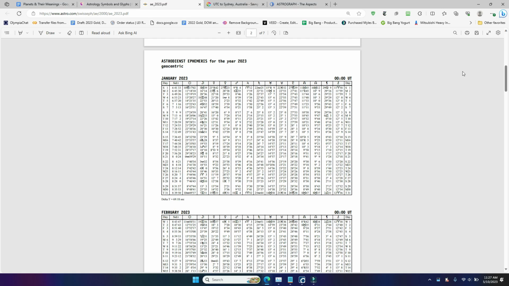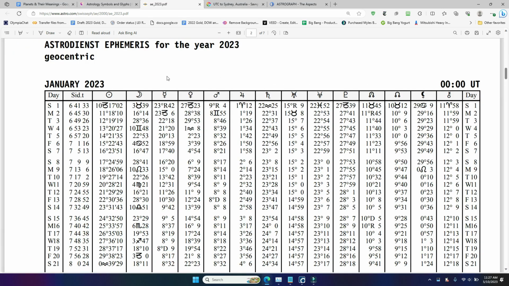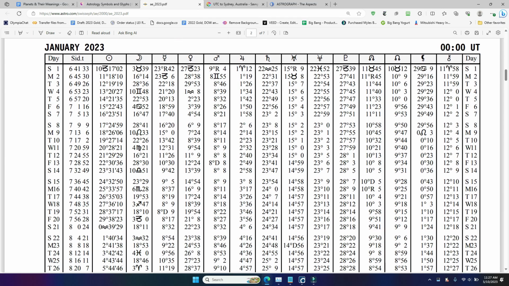Now, if I zoom in, the ephemeris for January is broken down like this. We have our day, and in this instance, it started on Sunday 1st for 2023. We have our sidereal time. Then we have the sun, the moon, and then our various other planets. And as we go towards the outer side, we also have the day again, so that way, if you're referencing from the left-hand side or the right-hand side, you can reference that day.